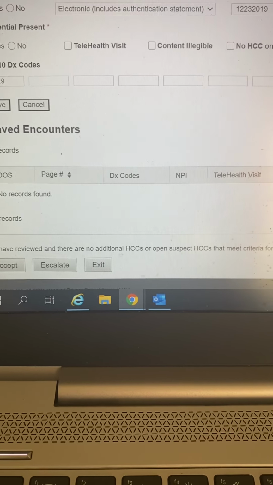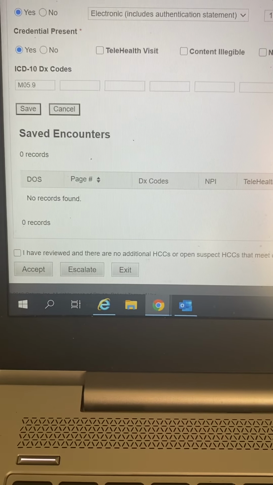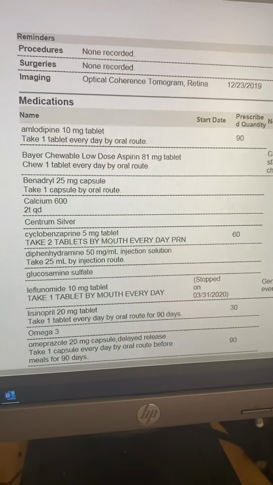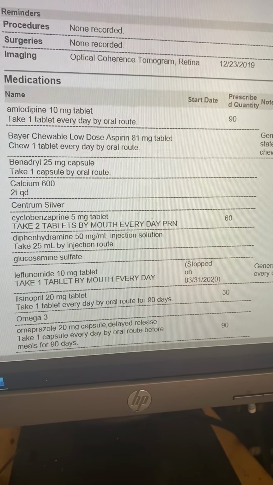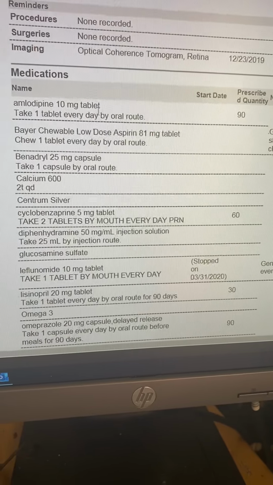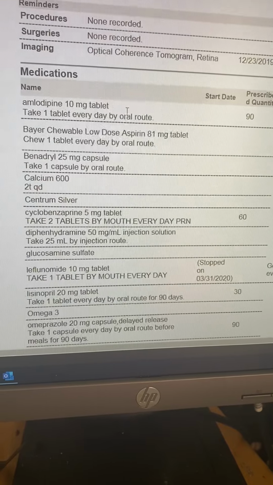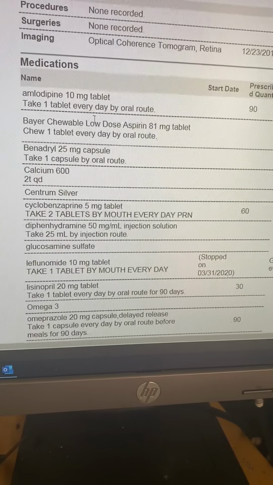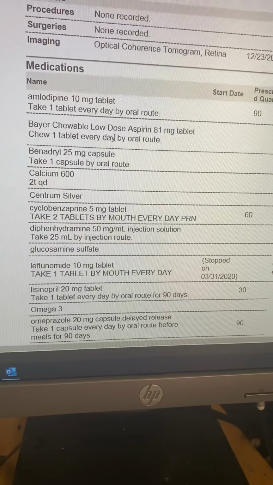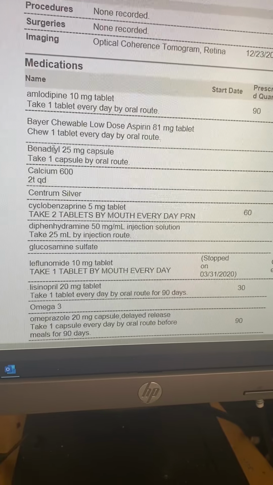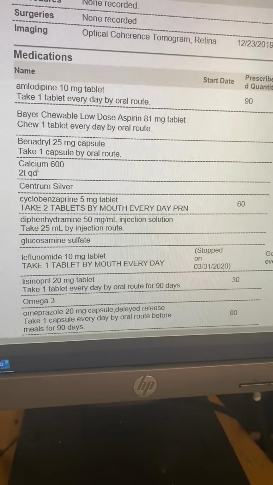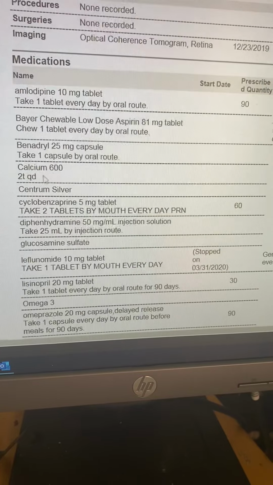Okay, so I'm holding the camera here while I hide the other HPI. So as I go back here, now it's telling me the medications. I know this first one is usually for high blood pressure. Bayer, they usually tell you to take Bayer if you're having little heart problems. We know Benadryl is for like allergies or anything. We know calcium is if you have vitamin D deficiency.